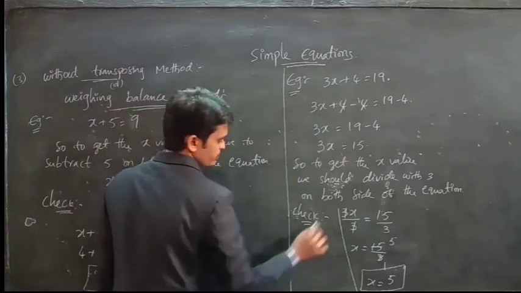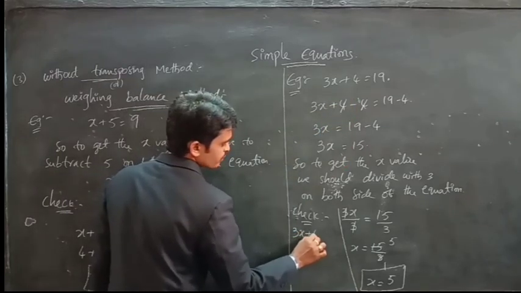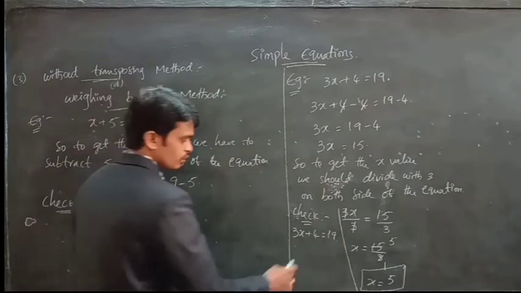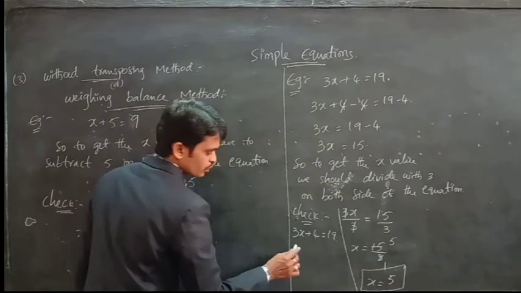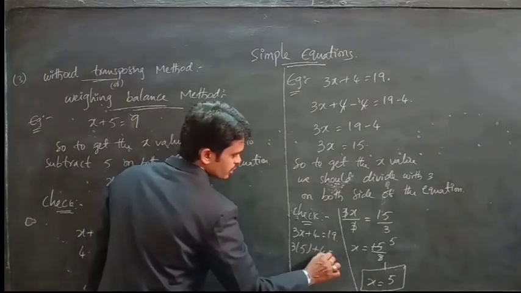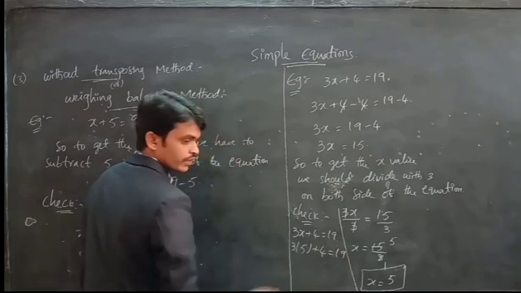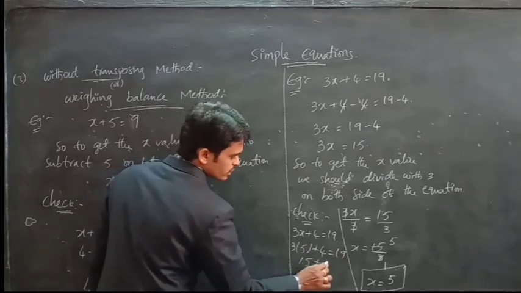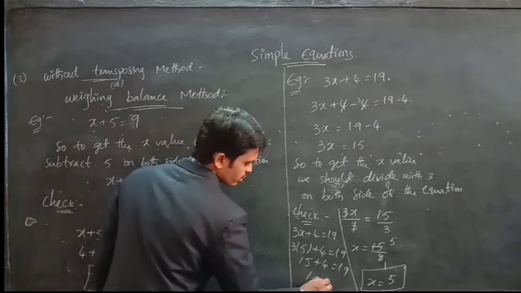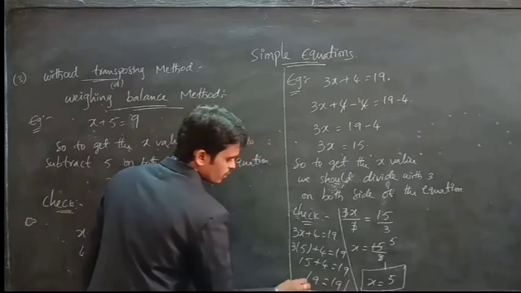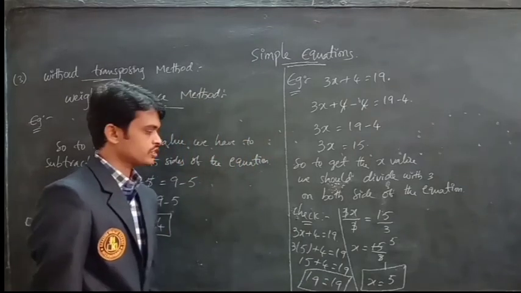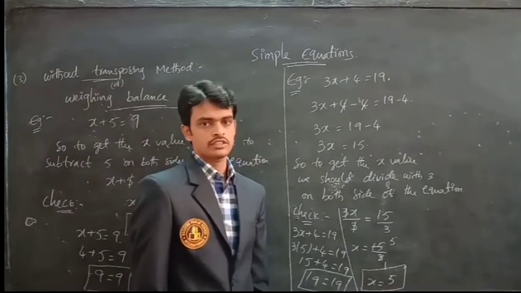So this value 3x plus 4 is equals to 19. So in the place of x value we have to substitute 5. 3 into 5 plus 4 is equals to 19. 3 5s are 15 plus 4 is equals to 19. 15 plus 4 is how much? 19 is equals to 19. Then LHS is equals to RHS. We got x value is correct.